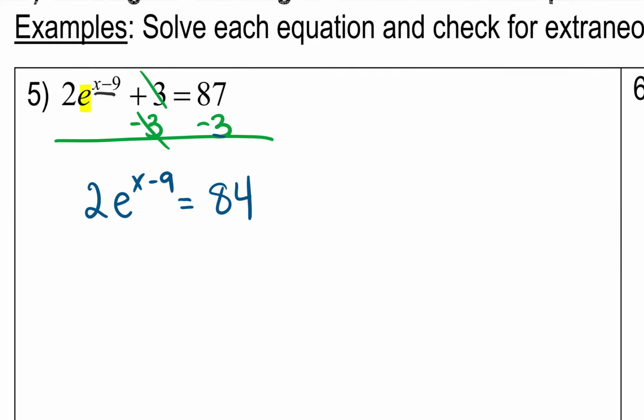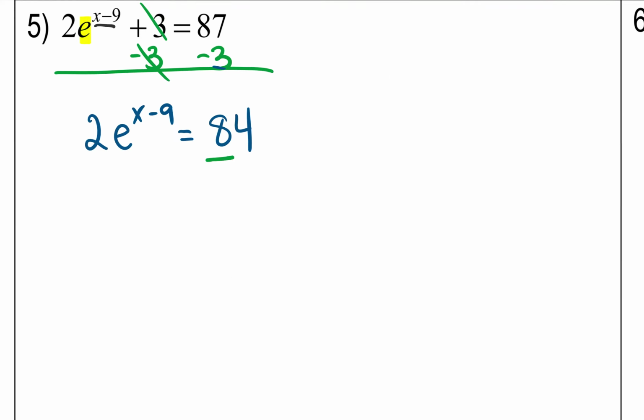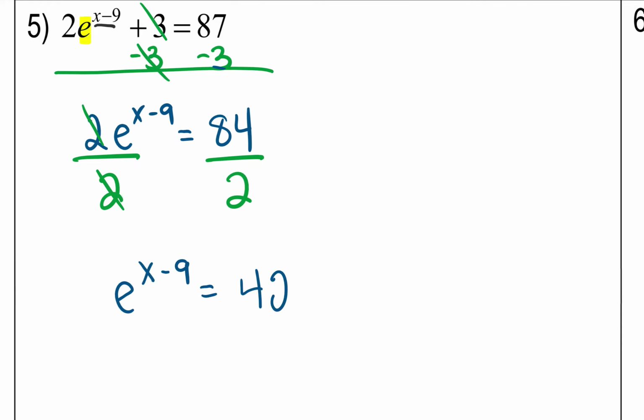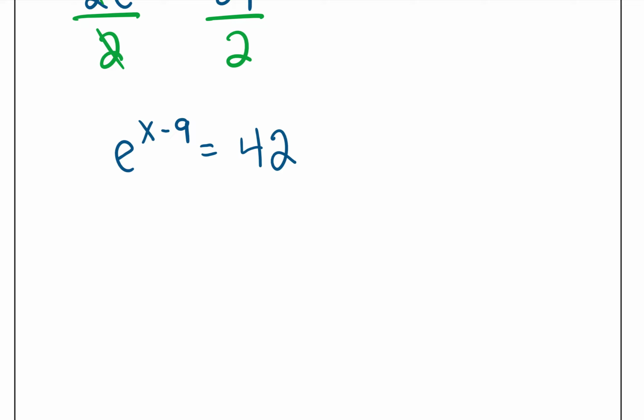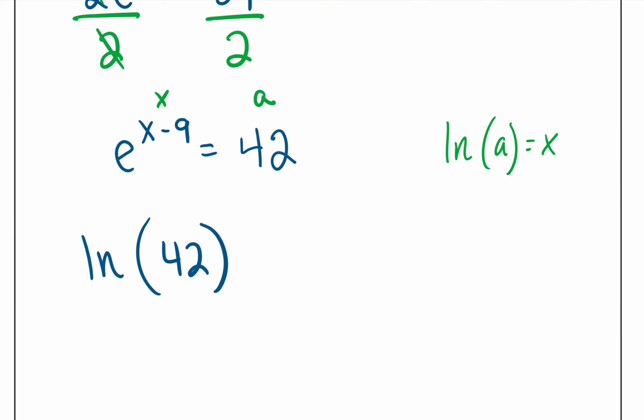Alright. Now, I still want the e by itself, so I have to get rid of that 2. So I divide by 2 on both sides. That gives me e to the x minus 9 equals 84 divided by 2 is 42. Okay, once the e is alone, just like before, we convert. So I want to have natural log of a equals x. So here's my x, here's my a. So when I write this, I would have natural log of 42 equals my exponent, x minus 9.